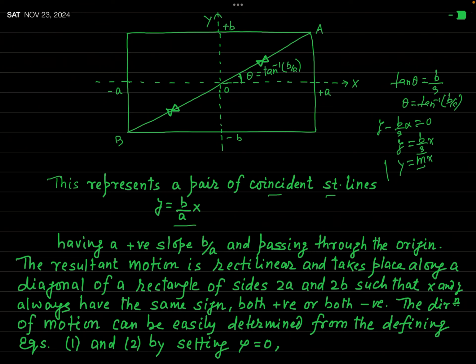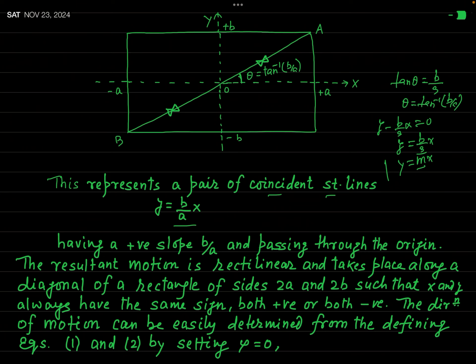So you can say, see this figure, that in this condition the resultant motion of the particle will be a rectilinear motion. Okay, and it takes place along the diagonal of this rectangle, as you can see in this figure, along the diagonal AB, and actually the sides of this rectangle will be 2a and 2b.